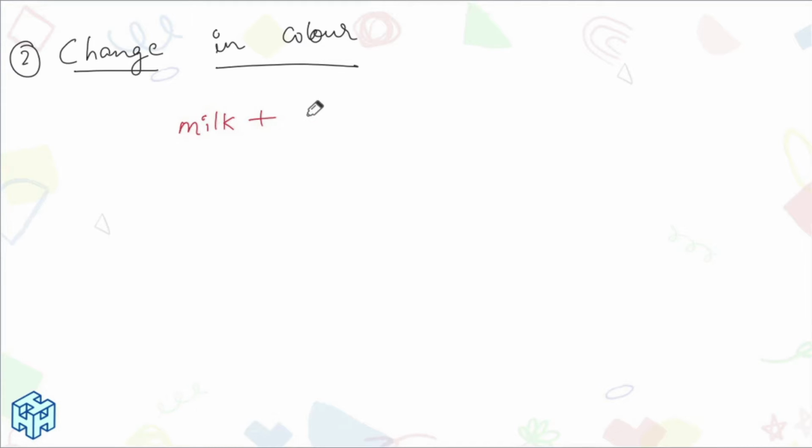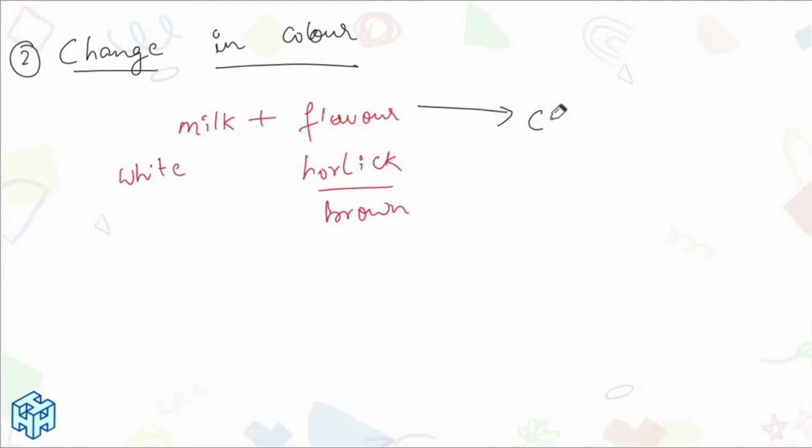plus some flavor, or our favorite Horlicks. Now what happens, sir? The milk is white. Horlicks is brown. What do we get? We get something which is a creamy color.